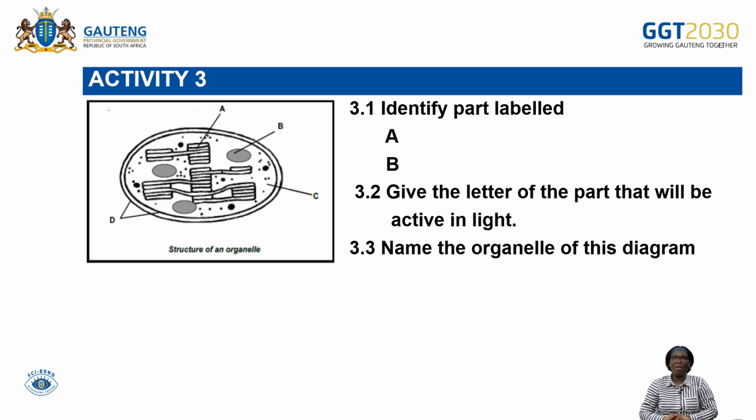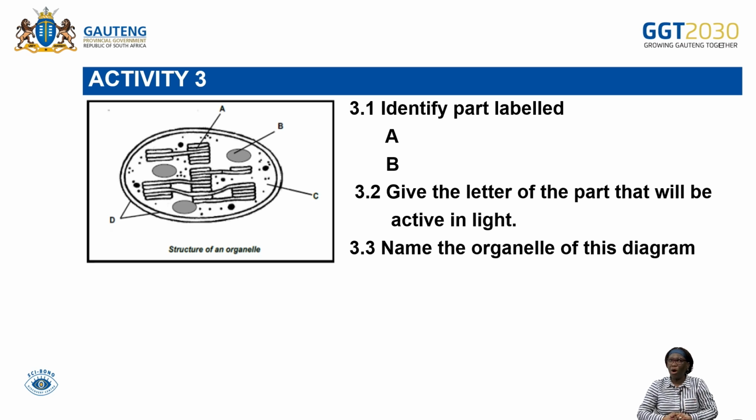Give the letter of the part that will be active in light. Which letter? The thylakoid, because it contains chlorophyll. Chlorophyll traps light, radiant energy. And then the letter is what? The letter is A. What is the name of the organelle of this diagram?